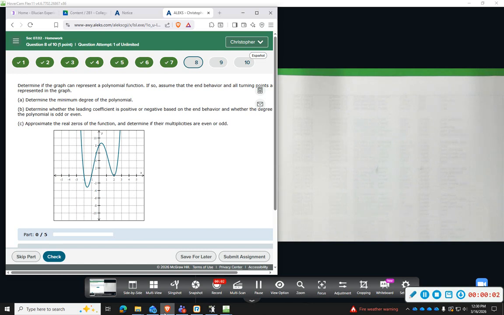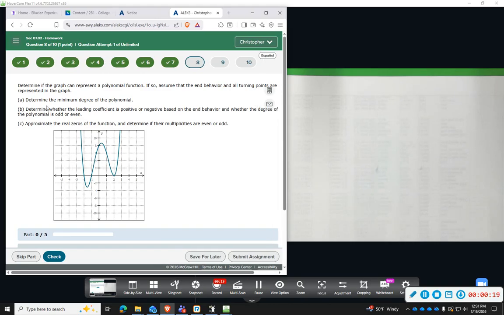All right, number 8, we have a graph. We want to determine if the graph can represent a polynomial function. If so, we're going to assume the end behavior and all turning points are represented. And then we're going to determine the minimum degree of the polynomial. We're going to determine whether the leading coefficient is positive or negative based on the end behavior, and whether the degree of the polynomial is even or odd. And then we're going to approximate the real zeros of the function and determine their multiplicities are even or odd.